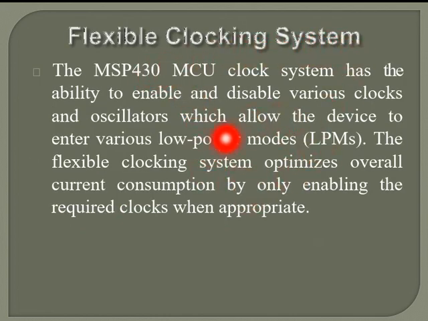Next is the flexible clocking system. I told you that the MSP430 has a flexible clocking system in order to enable and disable various clocks, and it also has oscillators which are used to enter various low power modes. Why are we using it? In order to provide low power consumption.